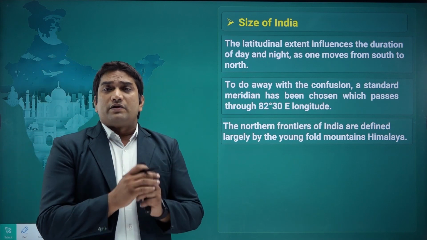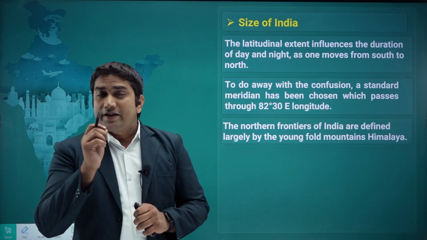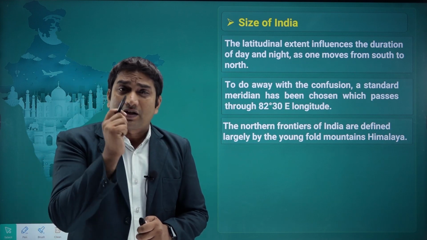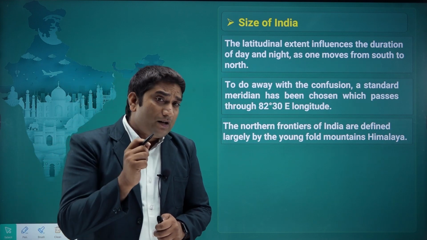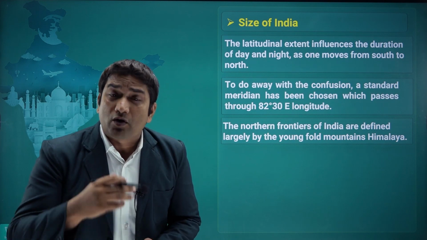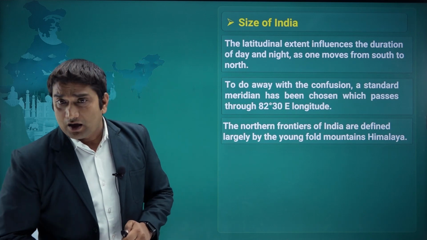So according to the Greenwich timeline, we have decided the standard meridian of our country, that is 82 degree 30 minutes eastern longitude, which passes through the center of the country, exactly through Naini. But according to NCERT, it passes exactly through Mirzapur, which is in Prayagraj, or you can call it Allahabad.